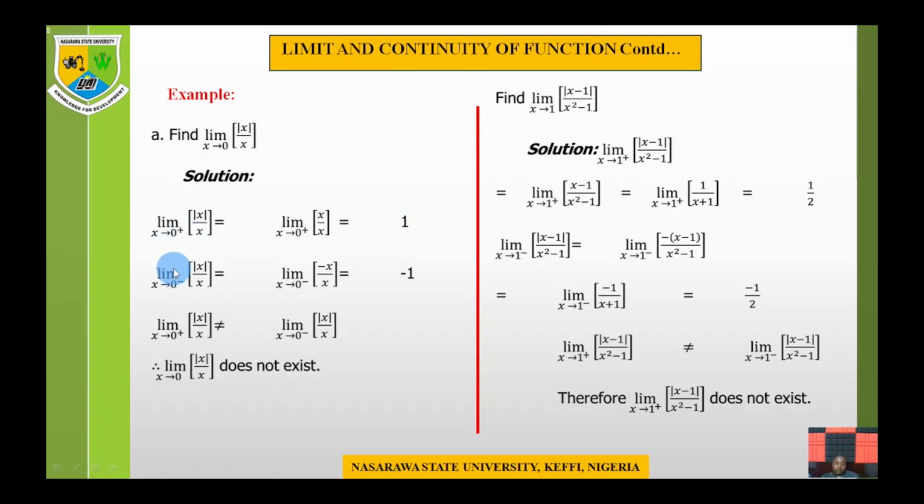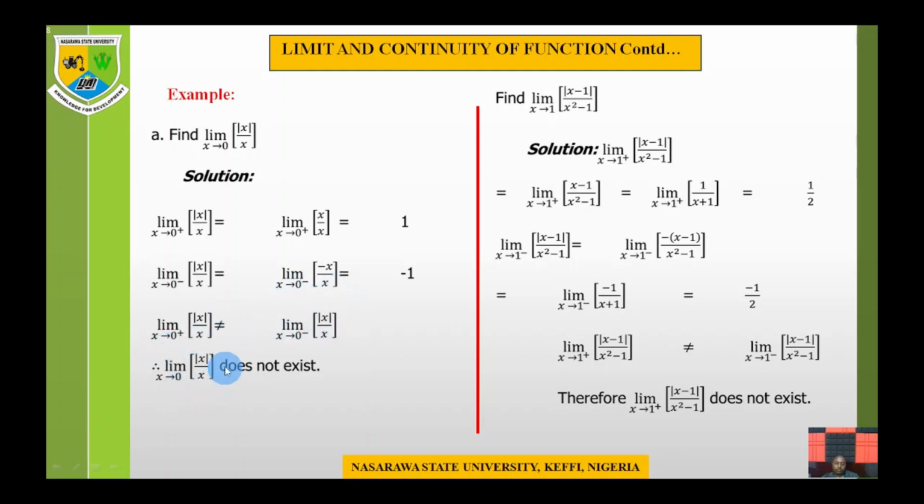Also, when you take the limit of absolute value of x divided by x as x approaches 0 from the left, which is equal to the limit as x approaches 0 from the left of minus x divided by x. So if x is approaching 0 from the left, the absolute value of x is equal to minus x. So when you divide minus x by x, you have minus 1. And when you take the limit as x tends to 0 from the left, you are going to have minus 1. Therefore, the right hand limit is not the same as the left hand limit.